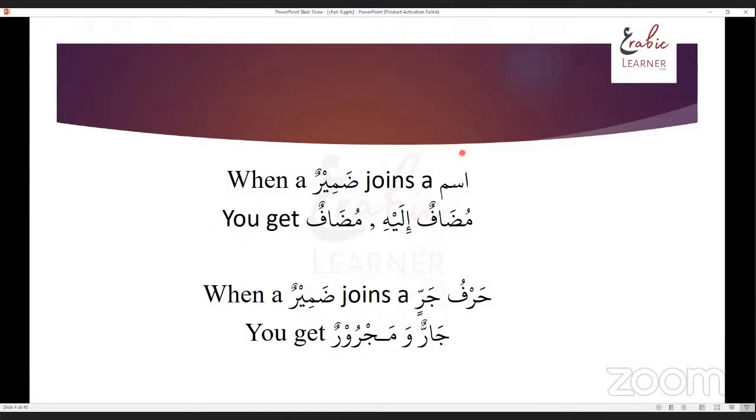You have to remember, when a pronoun joins an ism, when a pronoun joins a noun, then the product that you get is mudaf mudaf ilayh. And when the dhamir joins with a harfu jar, then you get jar majroor. So let's do one more practice. Anyone else would like to participate? When a dhamir joins with a noun, anyone would like to practice this? They can flag their hands.